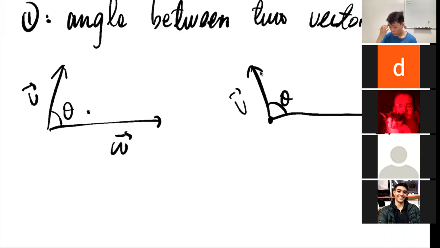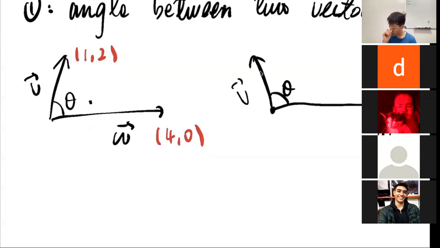All right. So, for example, in R2, we have only the XY plane to talk about, which is a little bit easier. V is (1, 2), and W is (4, 0), for example. The dot product between V and W is 1 times 4, plus 2 times 0. So the result is 4.